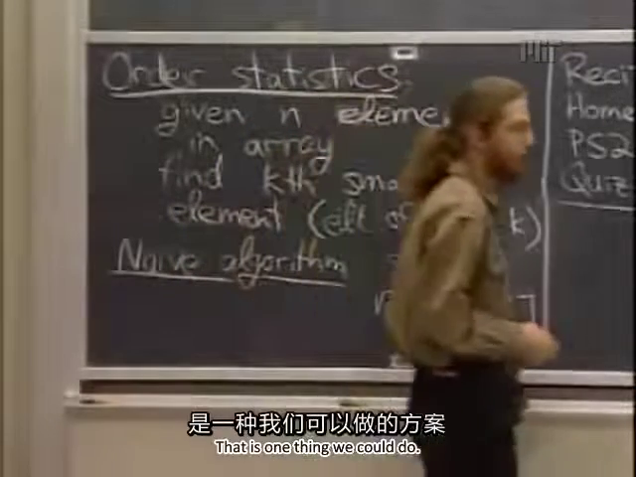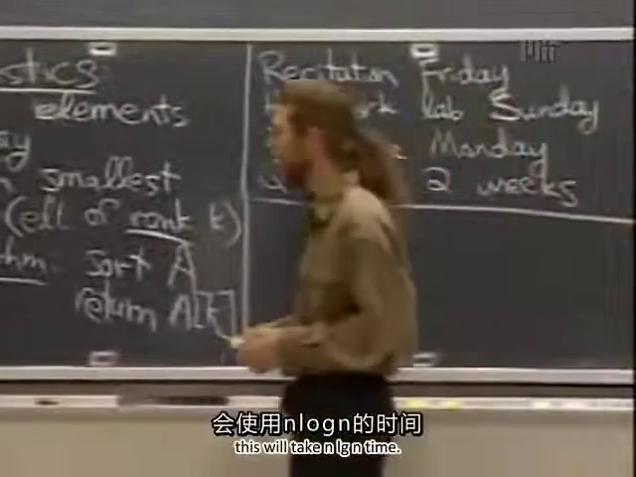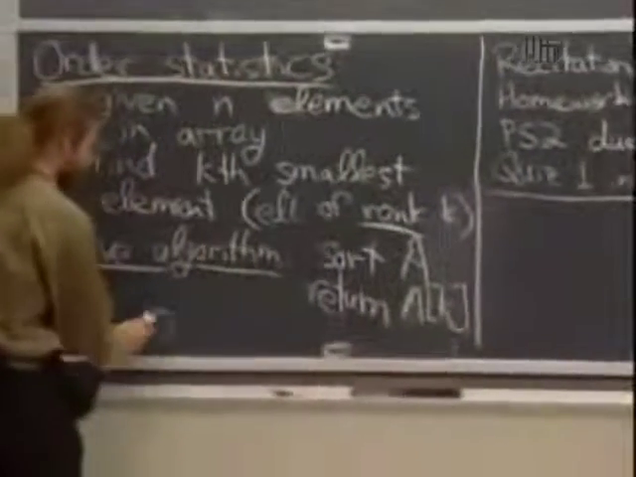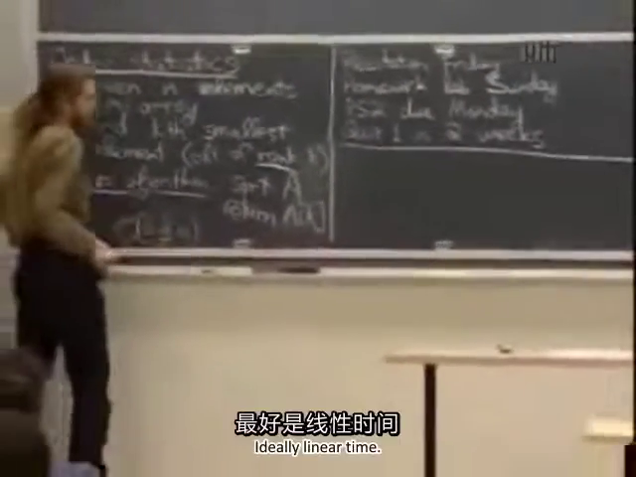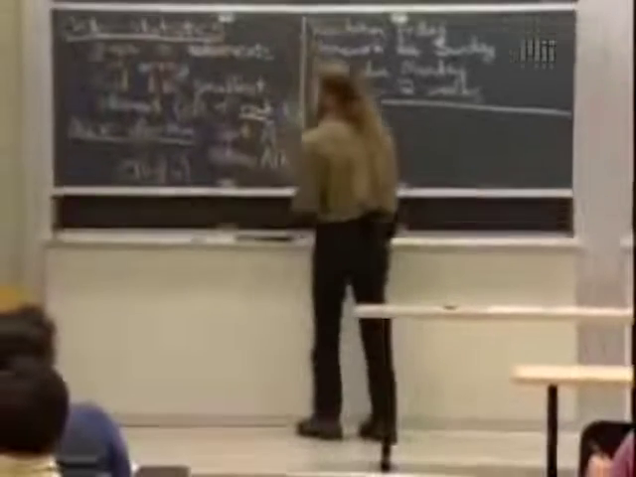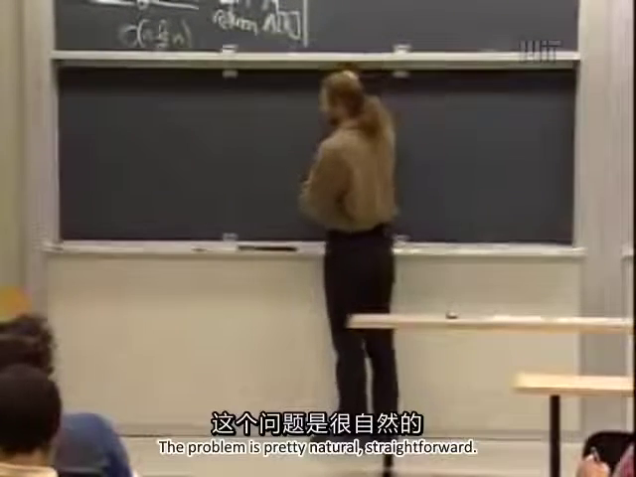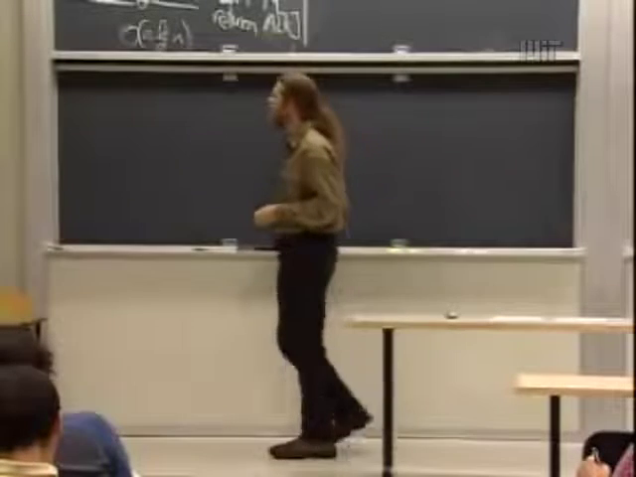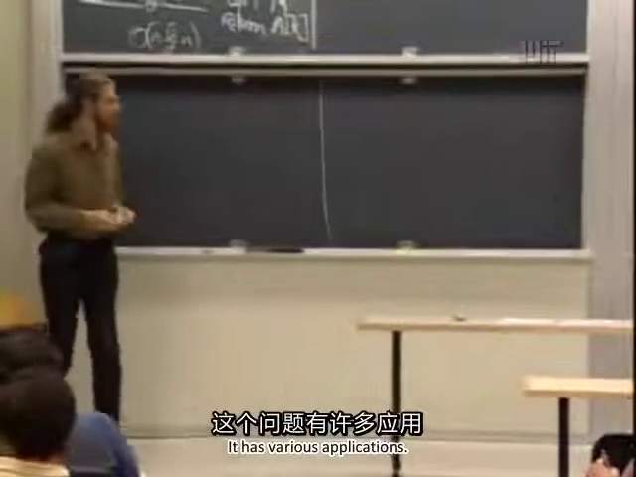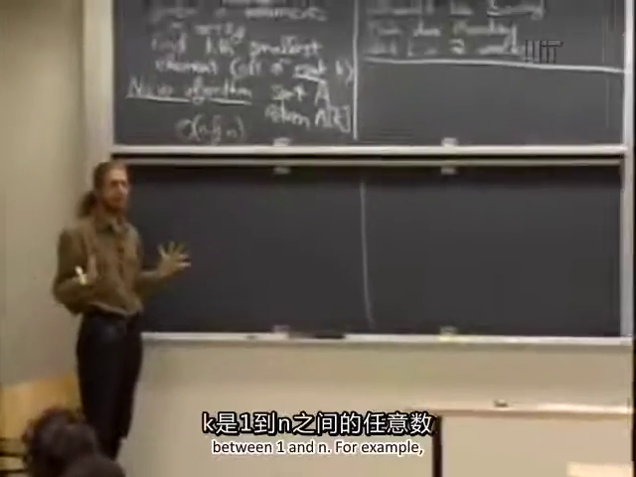So that's one thing we could do, and if we use heap sort or merge sort, this will take n log n time. So we'd like to do better than n log n, ideally linear time. The problem is pretty natural, straightforward. It has various applications. Depending on how you choose k, k could be any number between 1 and n.